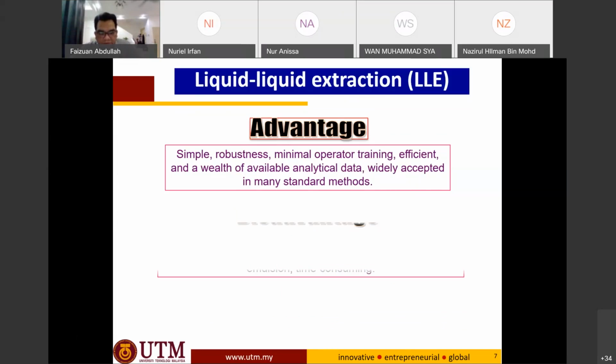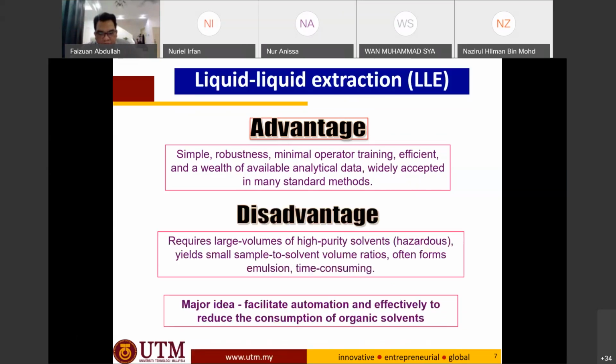And major to facilitate the automation and effective to reduce the consumption of organic solvent. To overcome this problem, the consumption of a really high volume of the organic solvent, we need an automated and effective method.